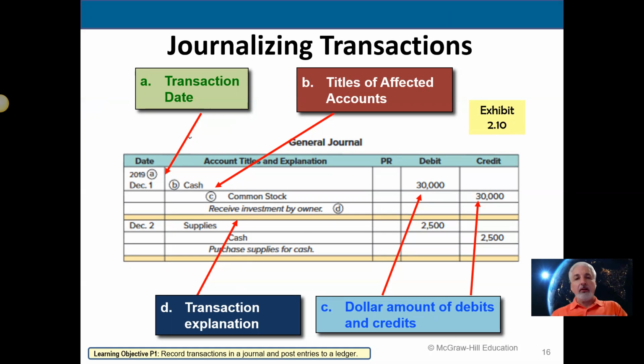If we do journal entries, all you have to write is sold stuff. You can be as specific as you want or as general, but you need some kind of description so you can trace it and know what's going on. So we get the date, the title of the accounts, we have the explanation, description, and the dollar amounts, the debit and credit.